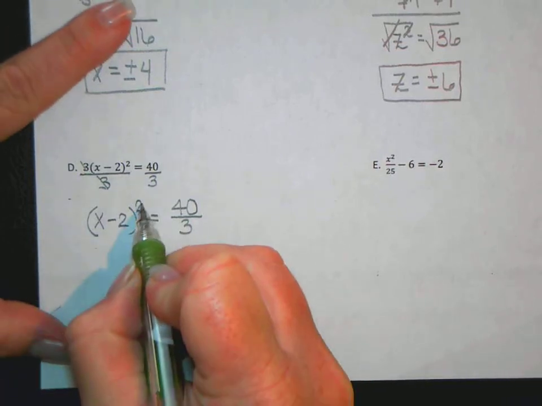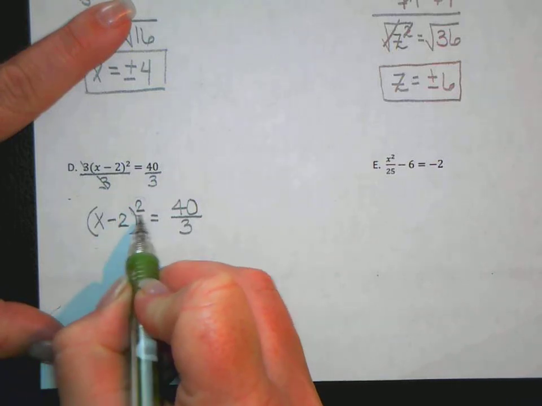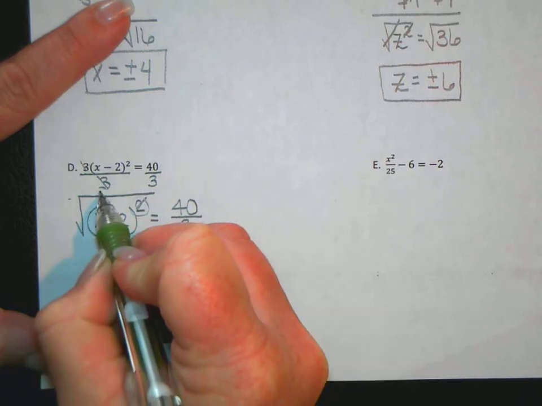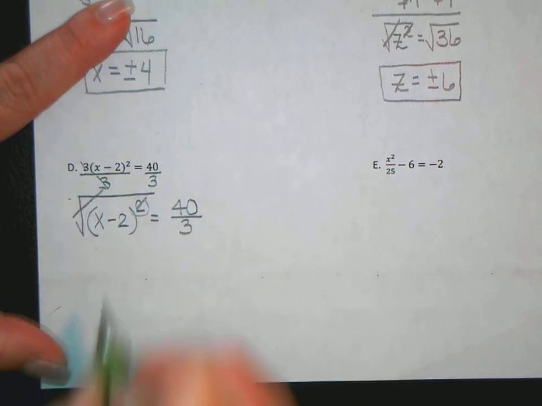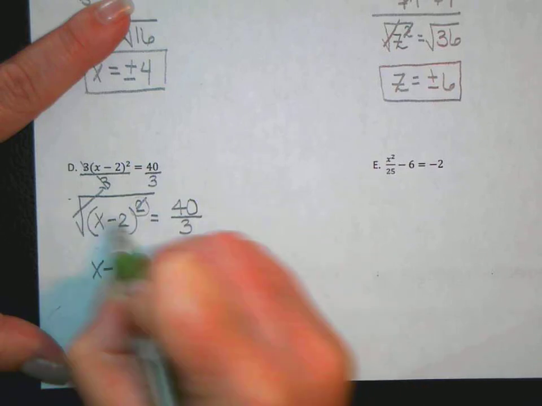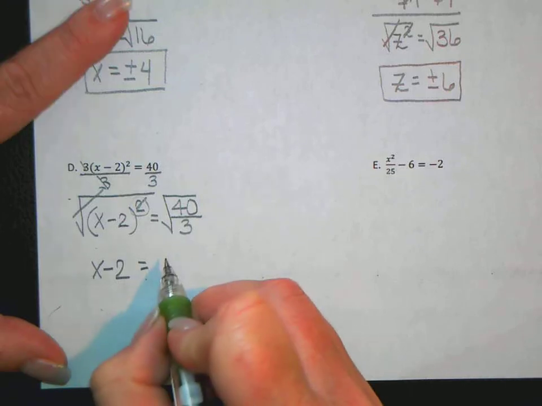So this square is on the entire parenthesis. So if I wanted to eliminate the square, I would just take the square root of the entire parenthesis. So this square cancels this square root and leaves me with x minus 2. But then remember, what you do to one side, you have to do to the other. And this takes us back to what you learned at the beginning of 1.5.